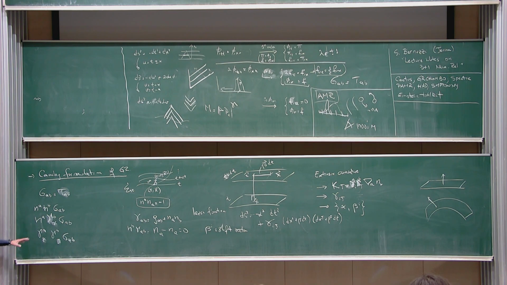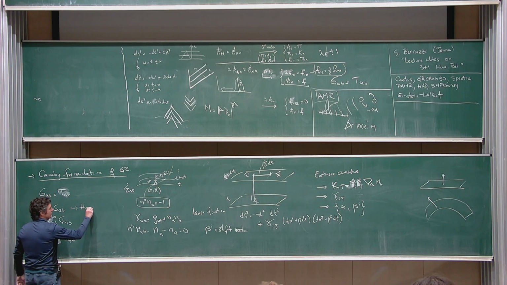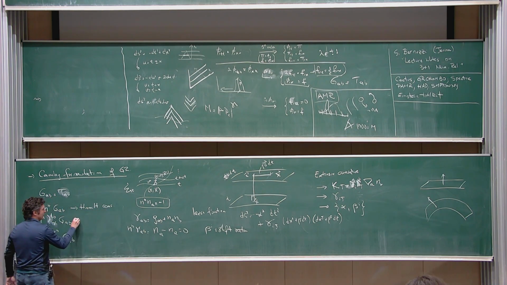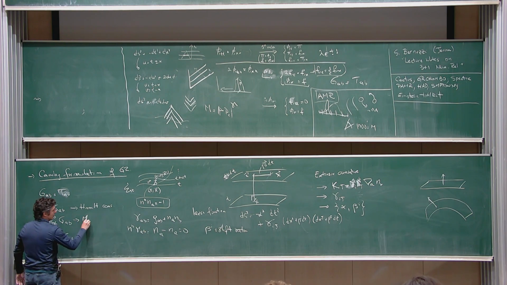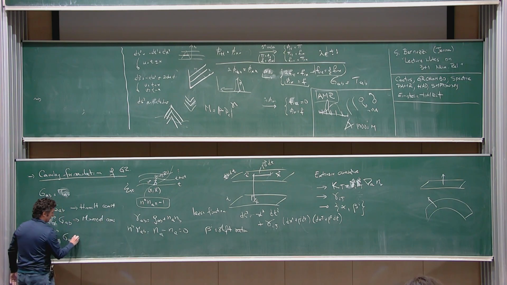Okay, so what are these things? These different components or these different contractions have names. Out of these, this is the so-called Hamiltonian constraint, which we'll discuss in a bit. This one is called the momentum constraint. And this one is the evolution equation.